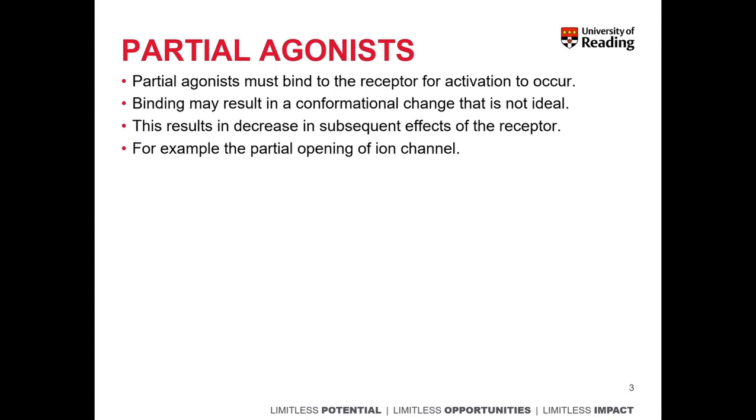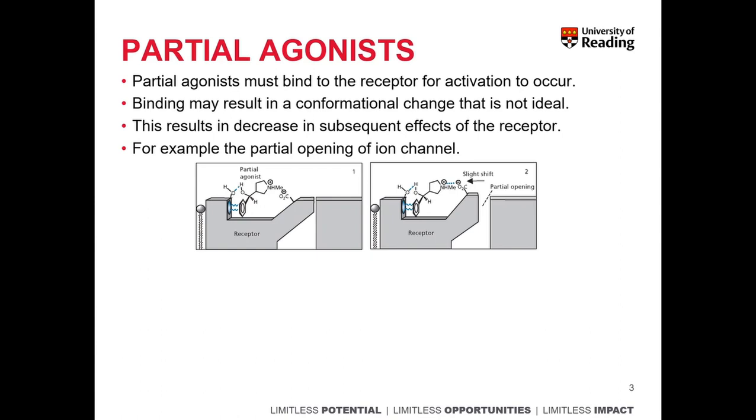Now just to give you an example, here is the partial opening of an ion channel. So here we have a partial agonist. It's a molecule that is larger than the natural messenger, but it's smaller than a complete antagonist. Now it binds into the binding site and it causes a slight conformational change in the receptor. This results in a partial opening of the ion channel, so it means that it can let in and out a small amount of ions. However, the transport of the ions won't be as efficient as if the ion channel were fully open.